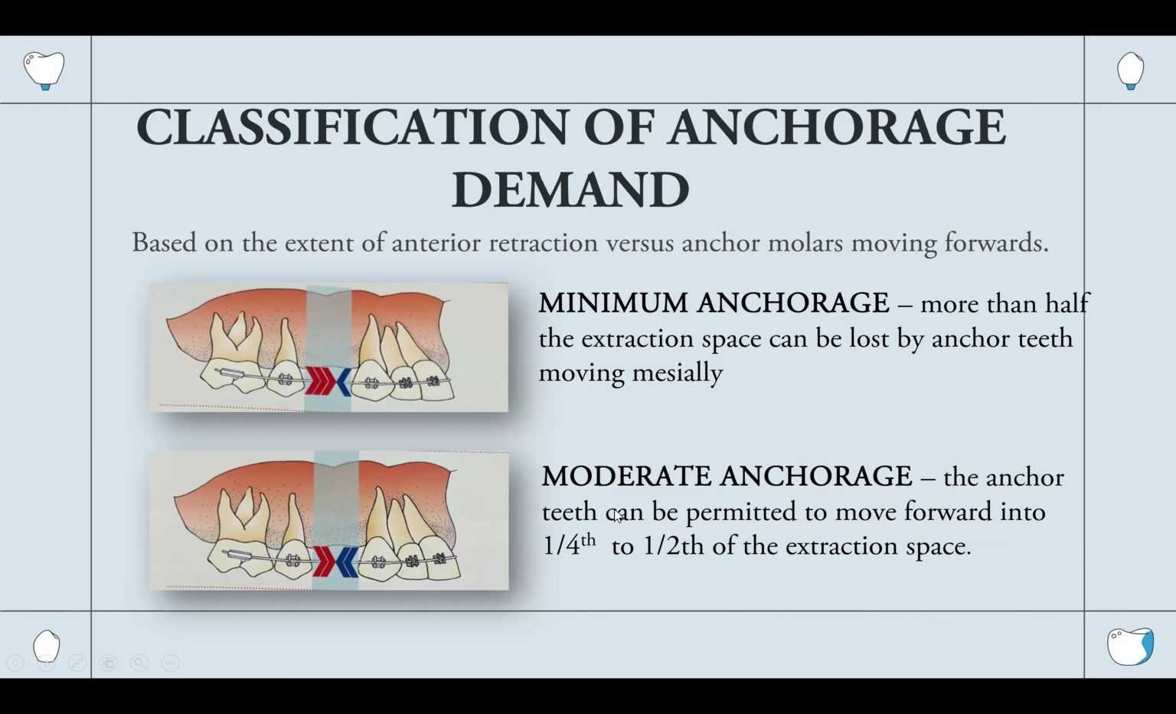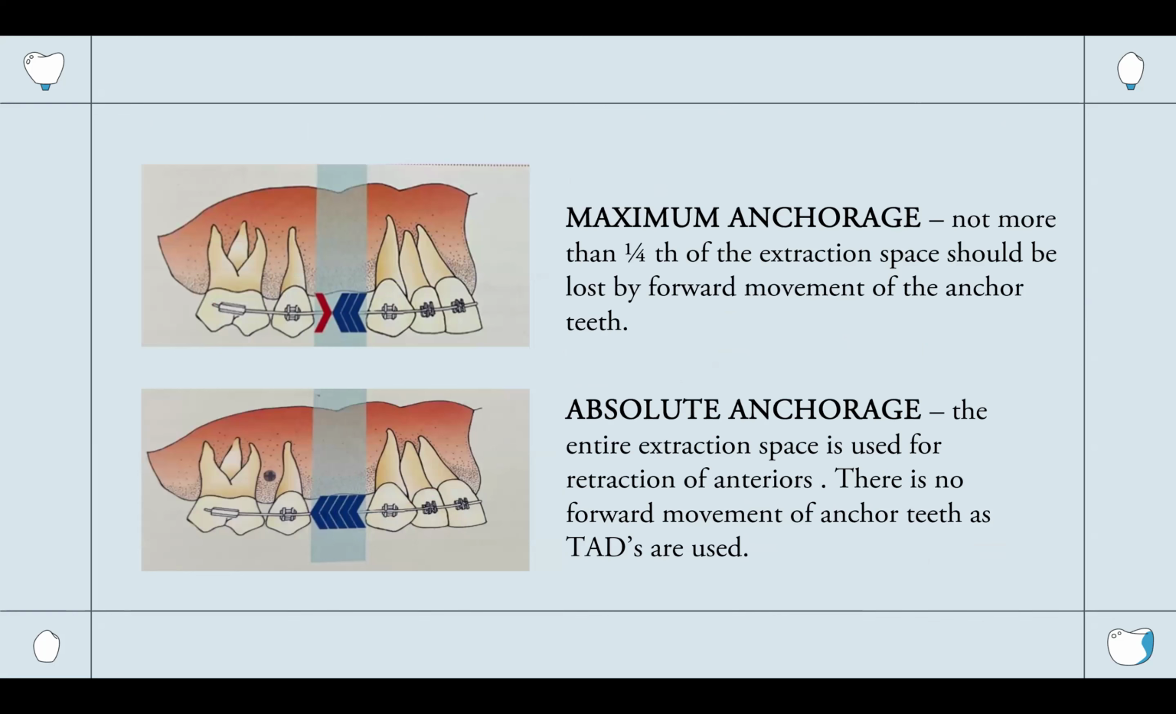Moderate anchorage, the anchor teeth can be permitted to move forward into one-fourth to half the extraction space. Maximum anchorage, that means not more than one-fourth of the extraction space should be lost by forward movement of the anchor teeth. Absolute anchorage means the entire extraction space is used for the retraction of the anteriors. There is no forward movement of anchor teeth as temporary anchorage devices are used.